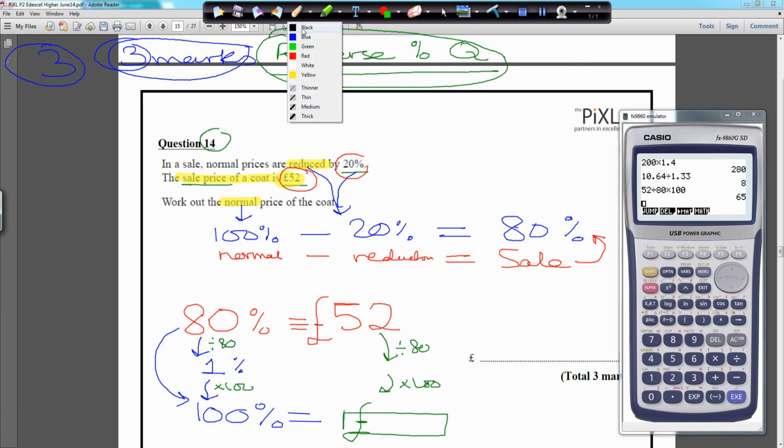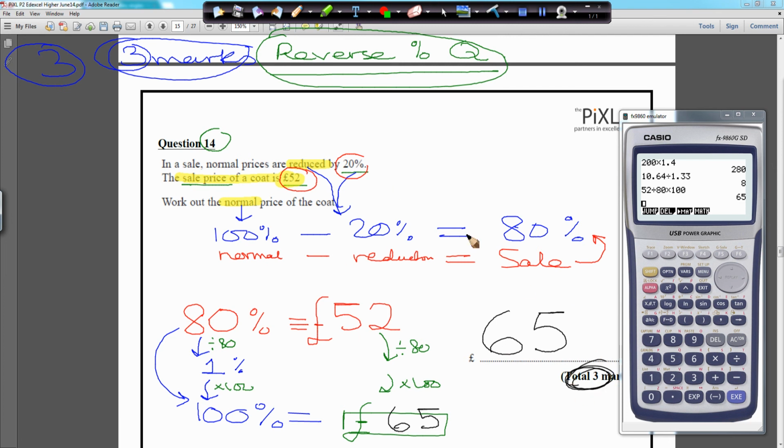So let's just make sure that stands out. We have the answer is going to be £65. So the sale price is £52 and the original price is £65. And that is, folks, 3 easy marks. You've got 3 easy marks there to get this type of question. Please don't get it wrong. Okay, focus on the technique.